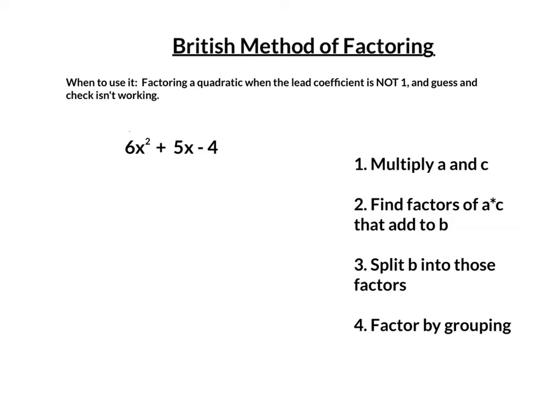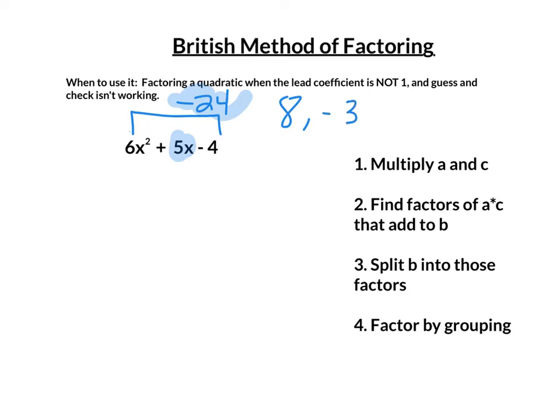The first thing I want to do is multiply my first and third terms together. And in this case, I'll get negative 24. Now I'm going to use that. What I'm looking for now are two numbers that multiply to negative 24 and add to positive 5. I do a little guessing and checking there, and I end up with 8 and negative 3.